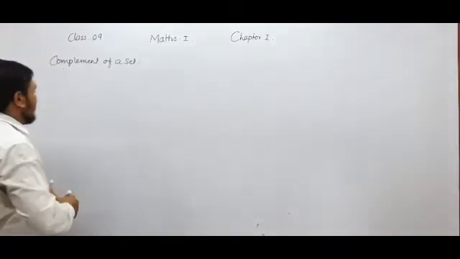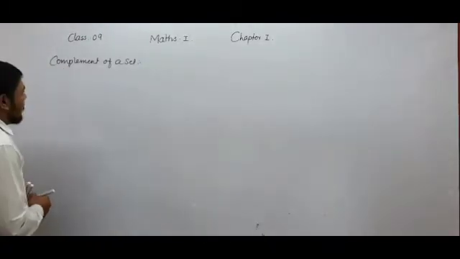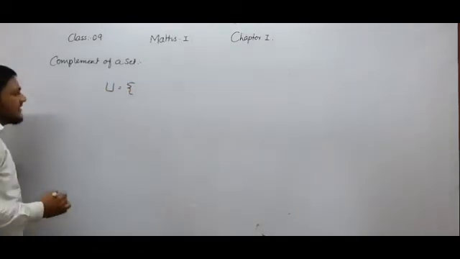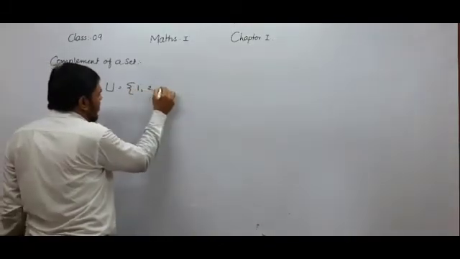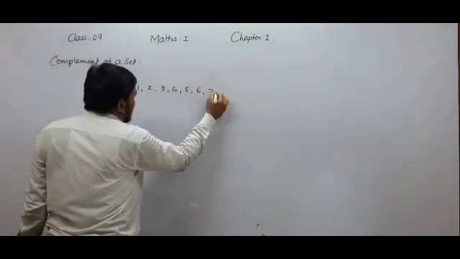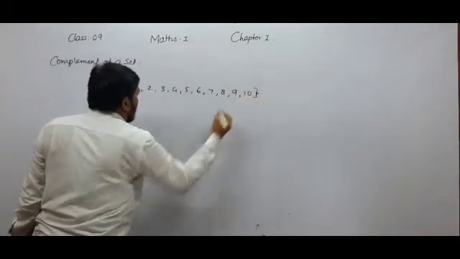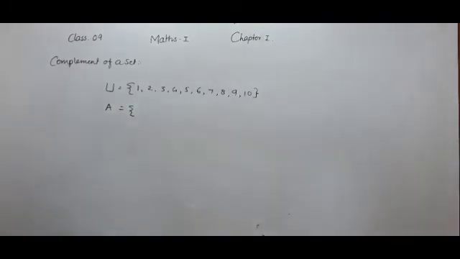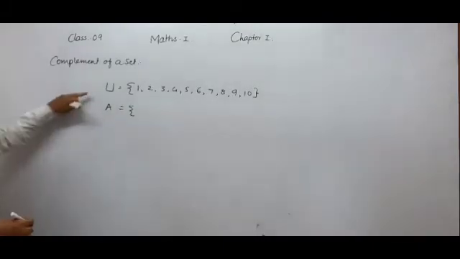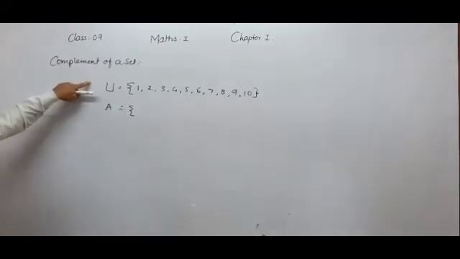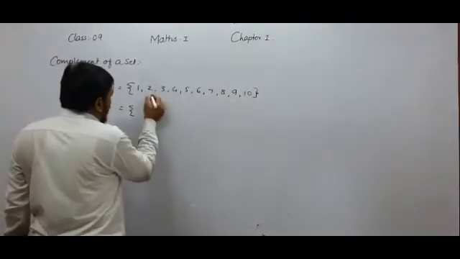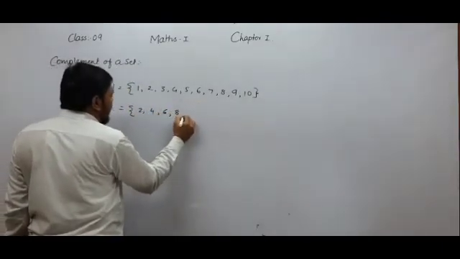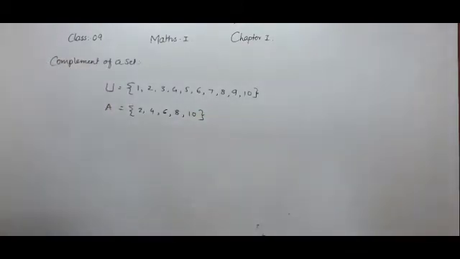So student, let us consider one more example in order to understand the complement of a set. Consider universal set U. So U is the set of first 10 natural numbers: 1, 2, 3, 4, 5, 6, 7, 8, 9, 10. Now let us consider set A, the set of even natural numbers. From the universal set we make set A as a subset of U. So the even natural numbers from this set are 2, 4, 6, 8, 10. These are the even numbers.